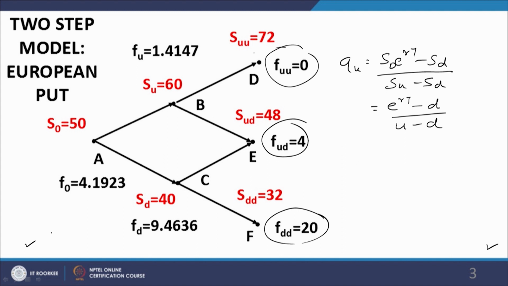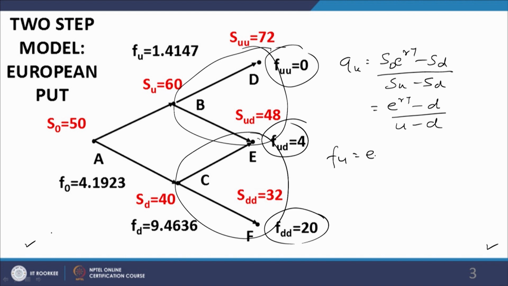Now, the first step is to work backwards. For example, we can work backwards for this segment of the tree, and what we arrive at is that the value of the option at the node B turns out to be 1.4147. Similarly, using the data that we have for this segment of the tree, what we get is f d is equal to 9.4636.